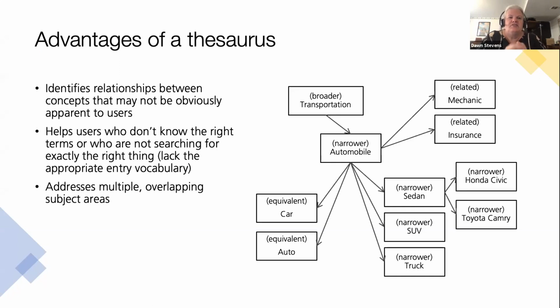So the advantages of the thesaurus is that we do get these additional relationships that may not be obviously apparent to our users. It still gives us the synonyms, so it helps the users who don't know the right terms, who aren't searching for the right things, they don't have the right vocabulary. They kind of know it's something related to this thing, but it might not even be a synonym that they're putting in, but because we have these relationships, we can get them to the right place.